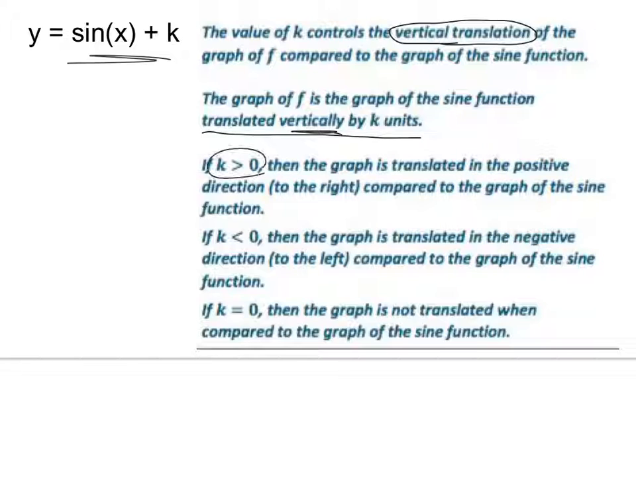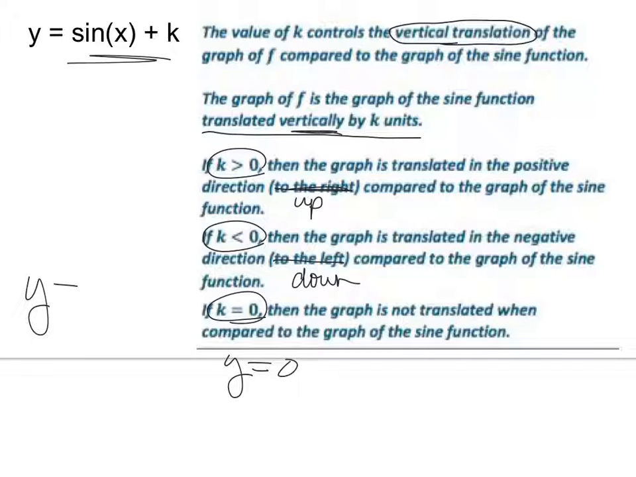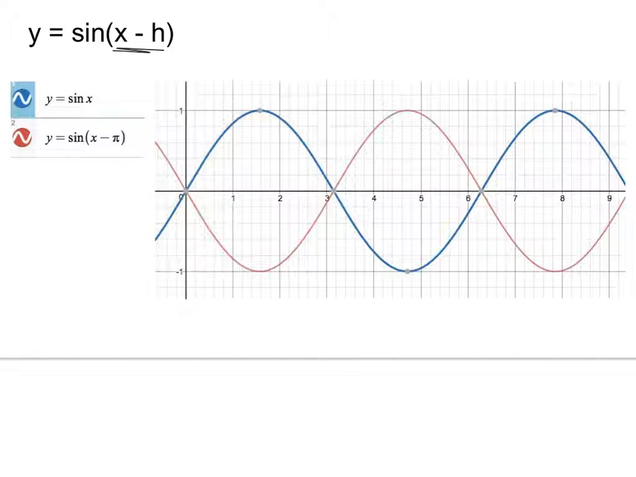Okay, vertically when k is greater than 0. That's not right, sorry. The graph is translated in the positive direction up compared to the graph of the sine function. When k is less than 0, the graph is translated in the negative direction down compared to the graph of the sine function. If k is equal to 0, the graph is not translated, and it's about the midline y equals 0. We'll see in the final slide that our midline always works out to y equals k, which they don't explicitly say on this slide.